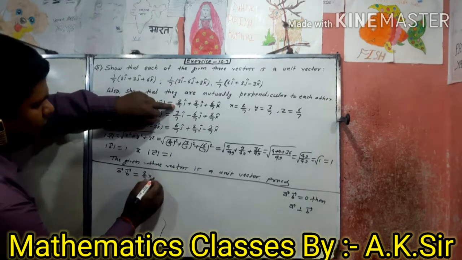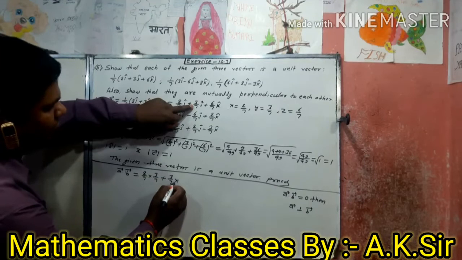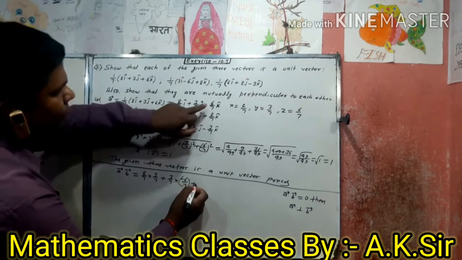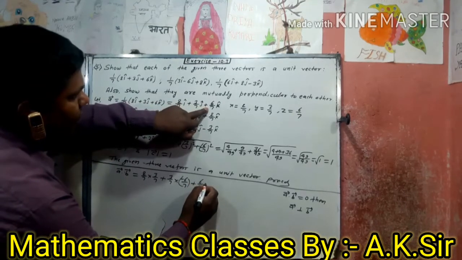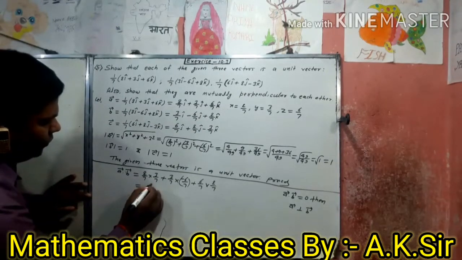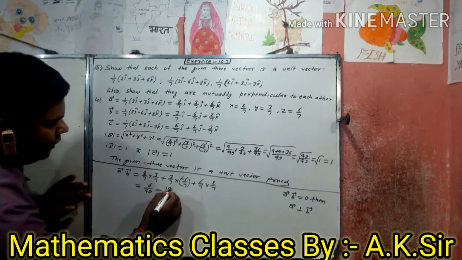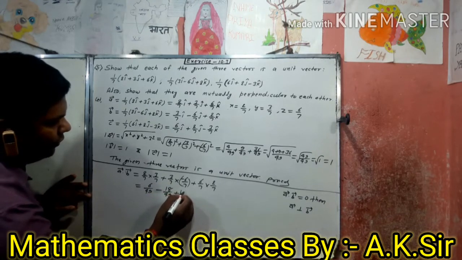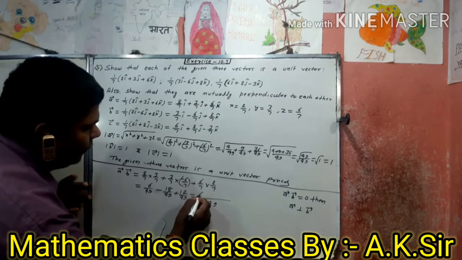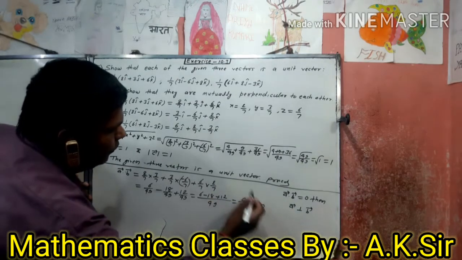2/7 multiply 3/7 plus 3/7 multiply minus 6/7 plus 6/7 multiply 2/7 is equal to 6/49 minus 18/49 plus 12/49 is equal to (6 minus 18 plus 12)/49 is equal to 0/49 is equal to 0.